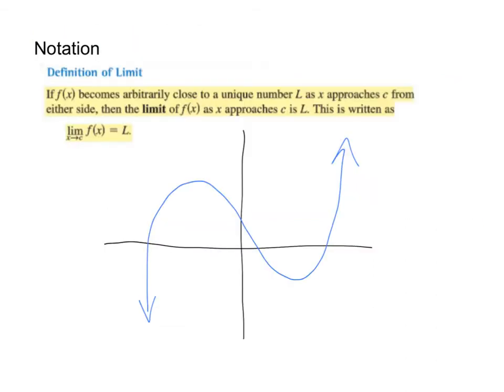So here's the definition of a limit. Be sure that you write this down. The definition says if f of x, and this function in blue is the function f of x, becomes arbitrarily close to a unique number L for limit, as x approaches c from either side, then the limit of f of x as x approaches c is L. This is written as the limit as x approaches c of f of x equals L.